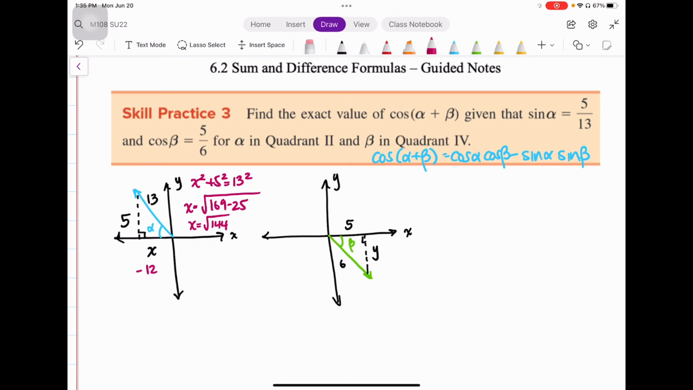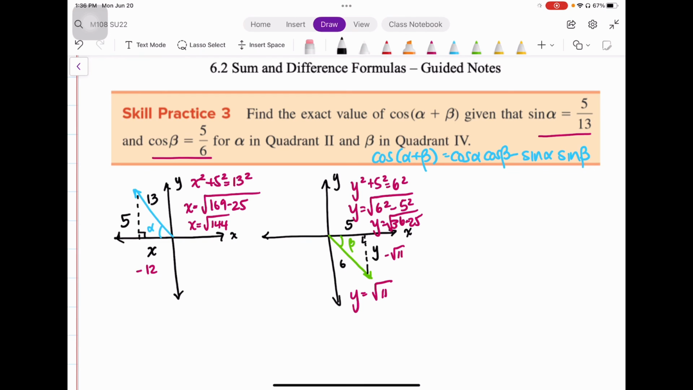In this case, for the hypotenuse of 6 in the fourth quadrant, there's no something 5 6 triangle. So we're going to get a radical in this expression. So what we have here is y squared plus 5 squared equals 6 squared, so y is going to be equal to the square root of 6 squared minus 5 squared, which is 36 minus 25. And so y is going to be equal to the square root of 11, and it's negative.